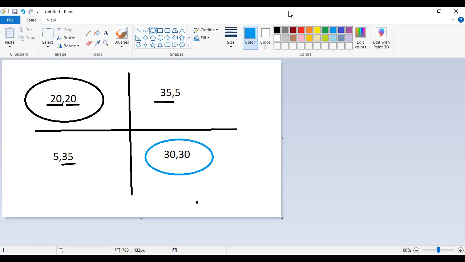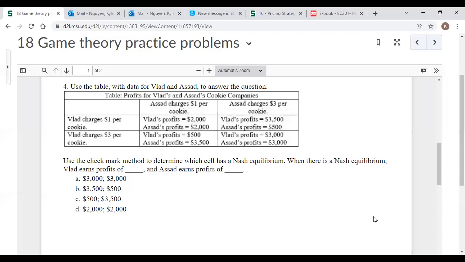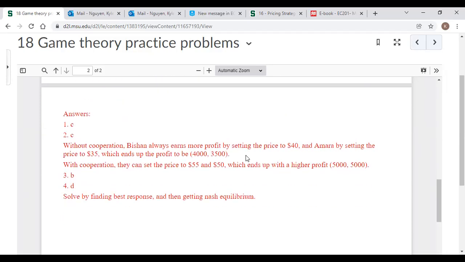So that brings an end to game theory. Are there any questions about that? I know that's pretty confusing. Okay. And well, that also brings our study session to an end. Are there any questions about anything?